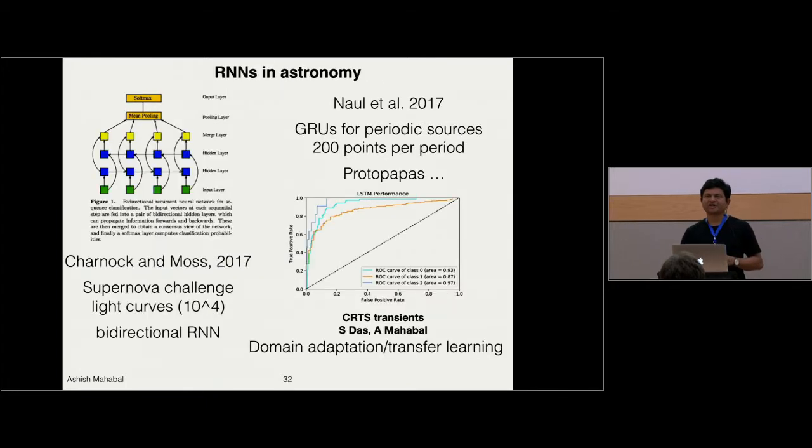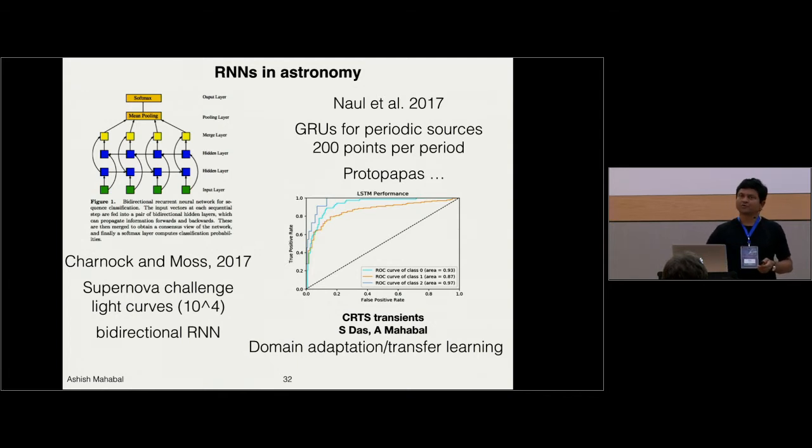So coming to non-image things, RNNs have also been used in astronomy. There's this paper by Charnock and Moss which used supernova challenge light curves. But here the number of examples they had to use was in the tens of thousands. If you had fewer examples, they found that the classification was not very good. There's another paper by Naul et al. where they have used encoders and decoders to do, again, classification of light curves. We have been doing a little bit ourselves with LSTMs. This is work with Shreyasi Das from the University of North Carolina. There again, a little bit of domain adaptation, transfer learning, just like what Paulos was mentioning.